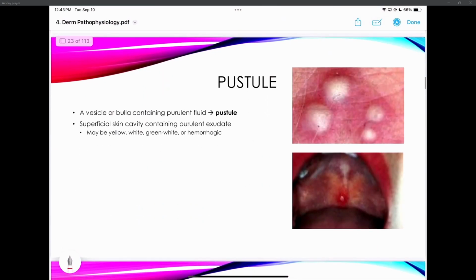Pustule is a vesicle or a bulla containing purulent fluid. We call it a pustule. Whitehead, because it's got white blood cells inside of it, making that white fluid.